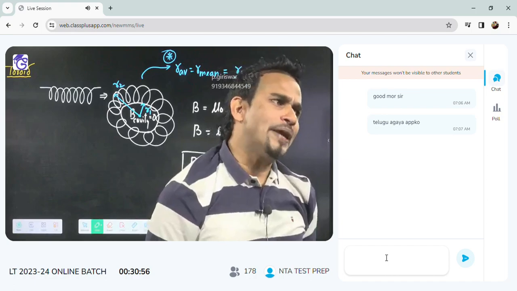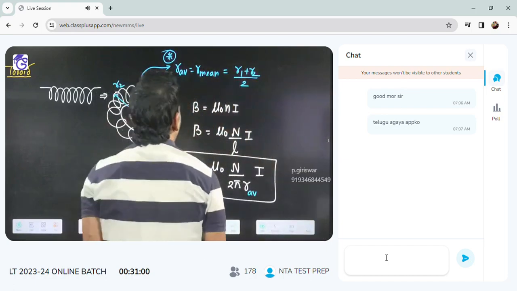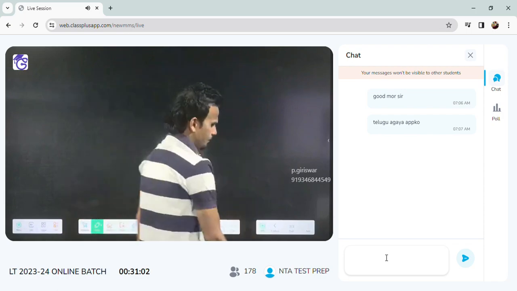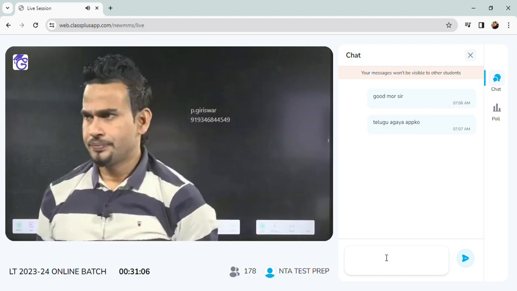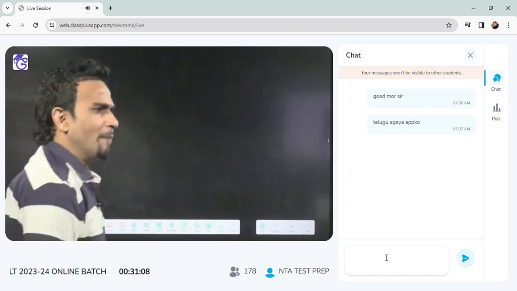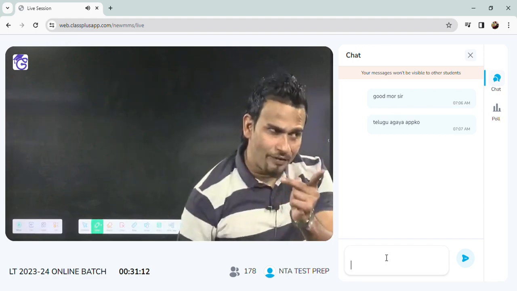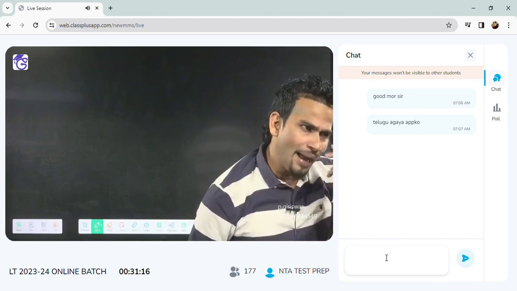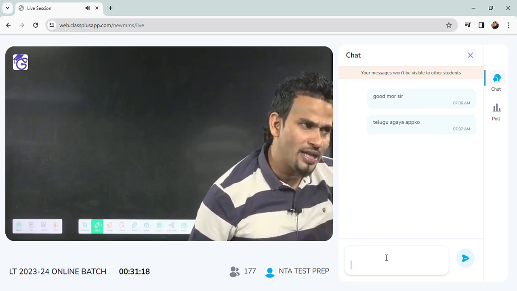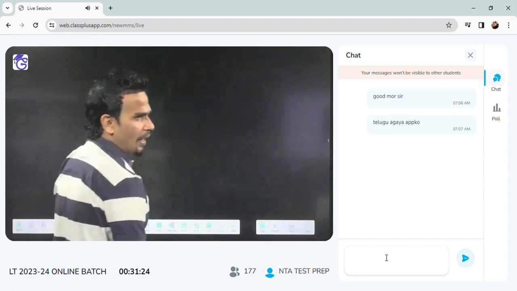If 2 ampere of current passes through it, find its magnetic field. If they say cavity of the toroid, then directly no calculation, 0. But if they say magnetic field of toroid, it means they are talking about inside. Find its magnetic field. Quickly.